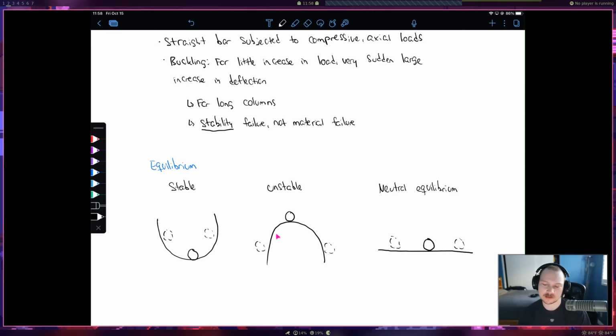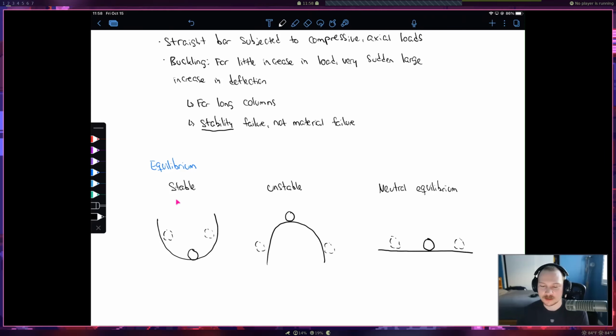So in this case, we can have some deflection, and we could move it back. We haven't gone into this plastic deformation region. It's a weird kind of limbo stage. We're in between stable and unstable. But once we get past this point, we're going to be unstable.